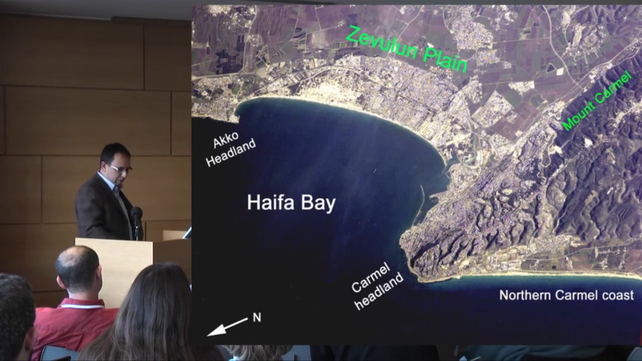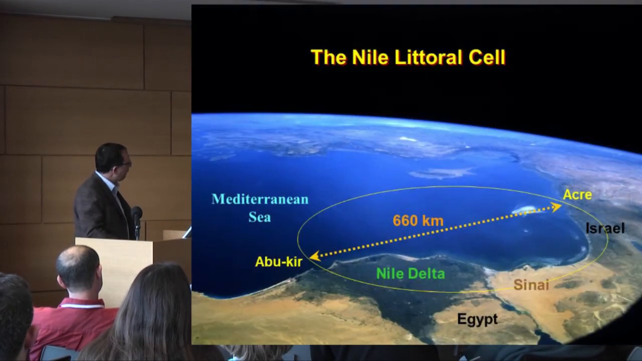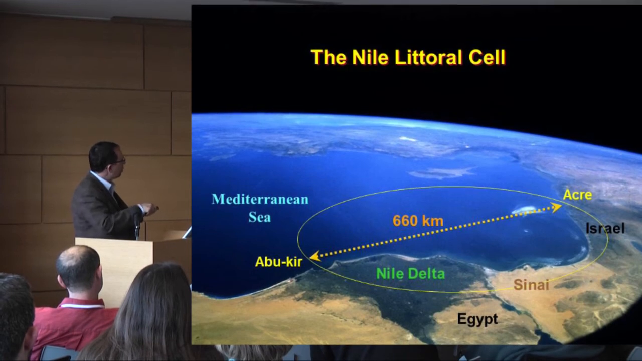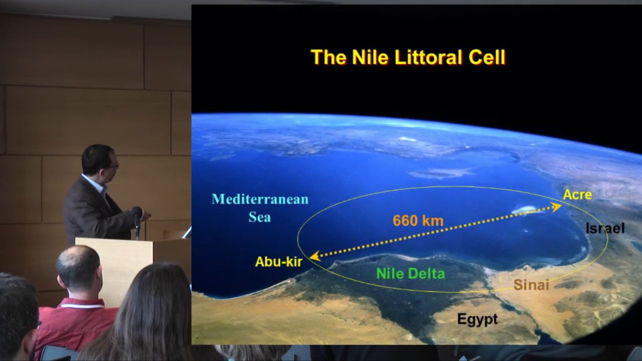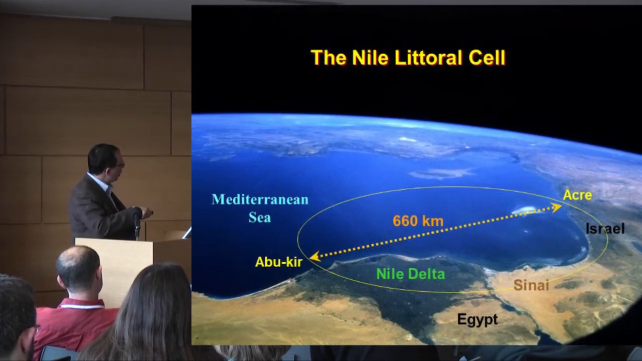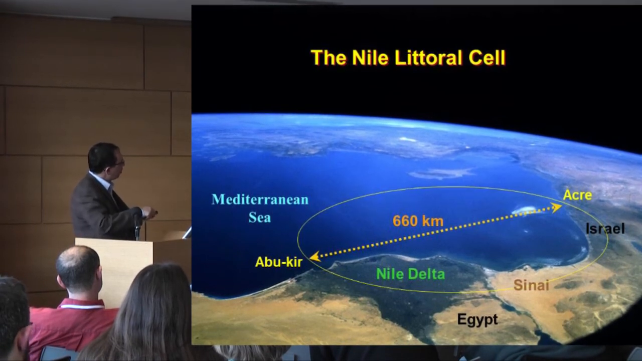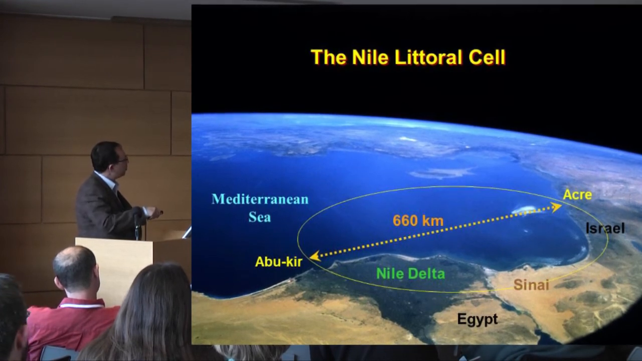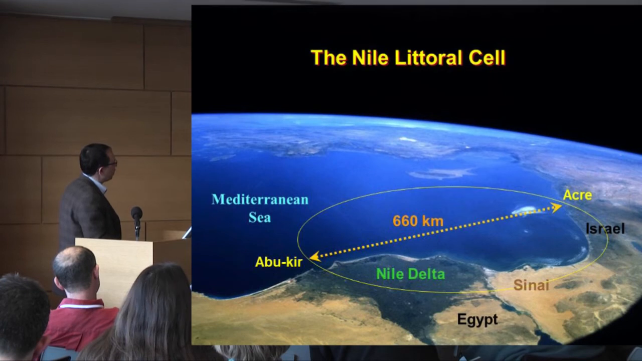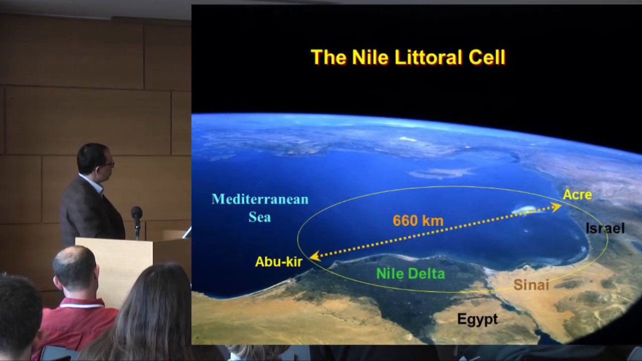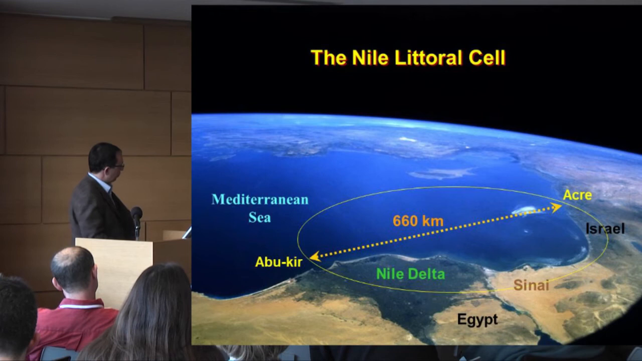It's the only bay in the Nile littoral cell, actually 660 kilometers from Alexandria, actually Abu Qir Bay, towards the Israeli coast. This is the only bay in the southeast Mediterranean. And all the coast here from the Nile Delta along the northern Sinai towards Haifa Bay are composed of Nile-derived sand, quartz sand. It's very fine sand.